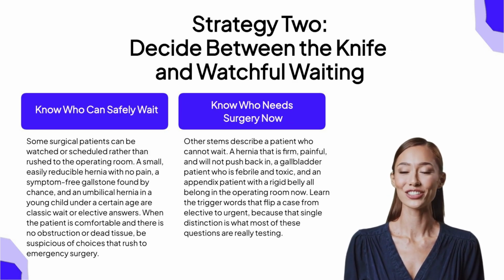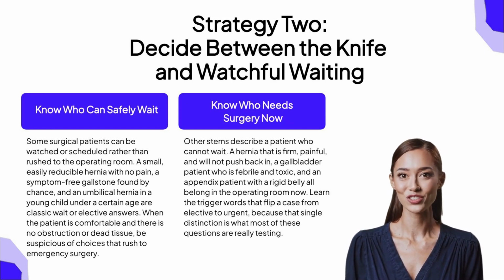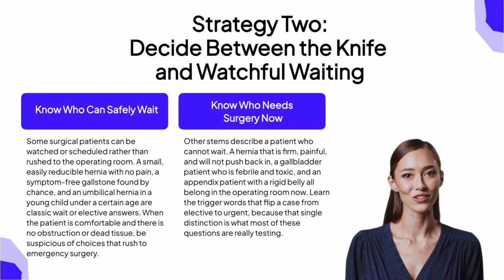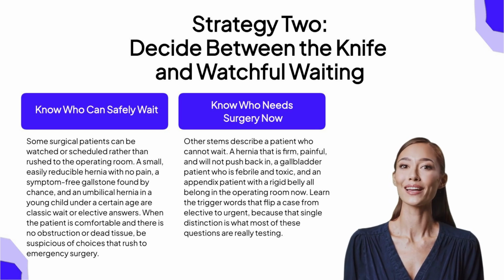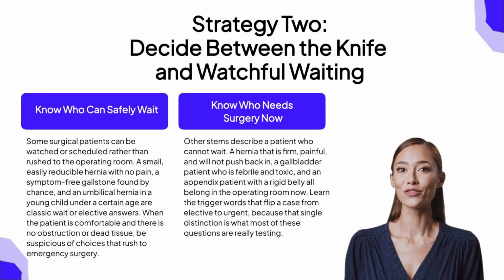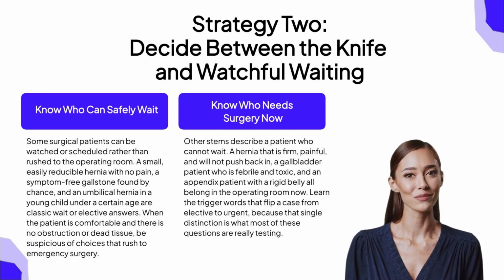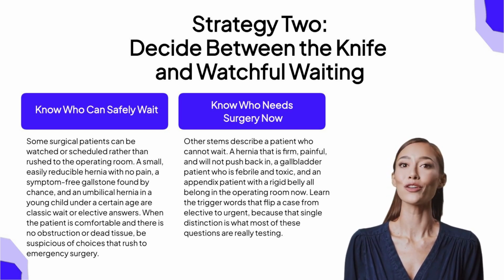Strategy 2 is the decision at the center of nearly every surgical question. Should this patient go under the knife now, or can the problem be watched or scheduled? Start with those who can safely wait. A small hernia that pushes back in easily with no pain, a gallstone found by chance with no symptoms, and an umbilical hernia in a young child are the classic answers where watchful waiting or an elective repair is correct. When the patient is comfortable with no obstruction or dying tissue, be suspicious of any choice that rushes to emergency surgery.